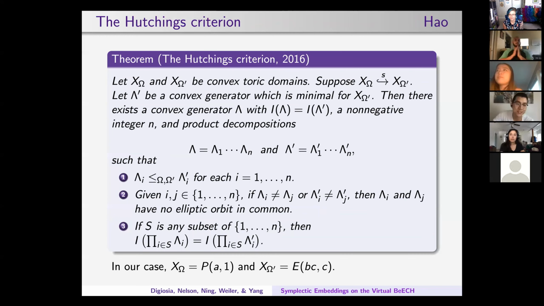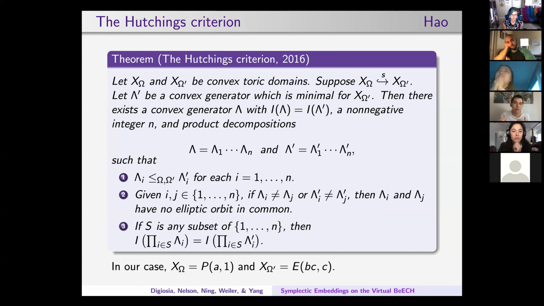Thank you very much. So like Yirong said, now we'll try to introduce the key machinery that we will use to prove our theorem. The Hutchings criterion written here states that if we have a symplectic embedding from one convex toric domain, X_Omega, into another, X_Omega prime, and if we look at a minimal convex generator lambda prime associated to the target of the embedding, then the embedding guarantees the existence of a convex generator lambda associated to the domain satisfying the following list of properties.